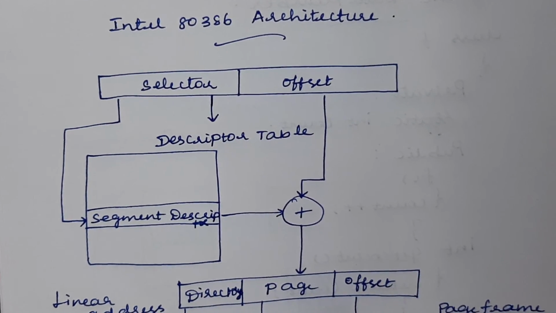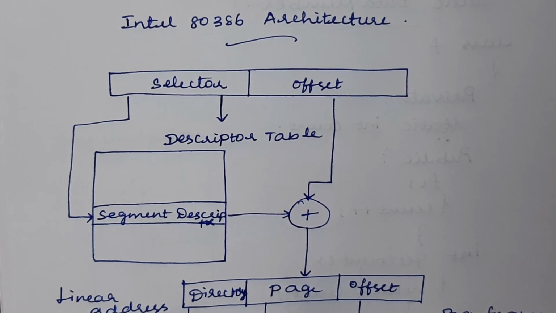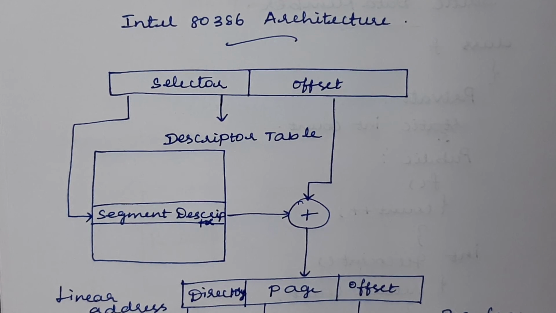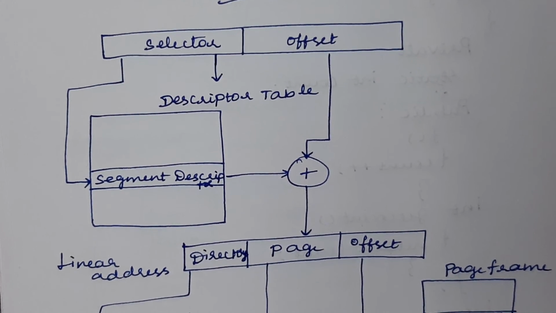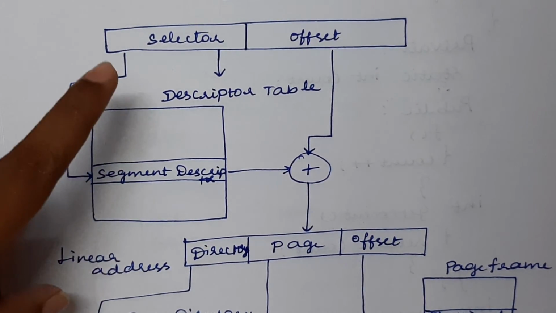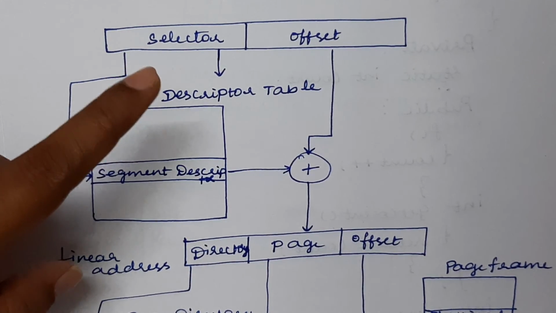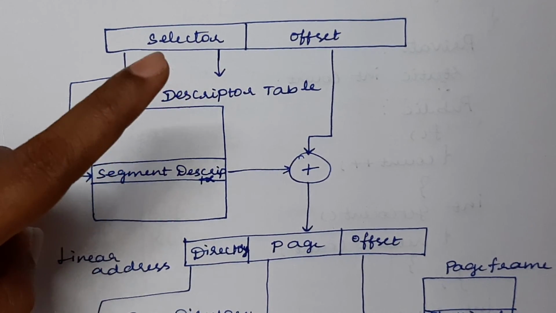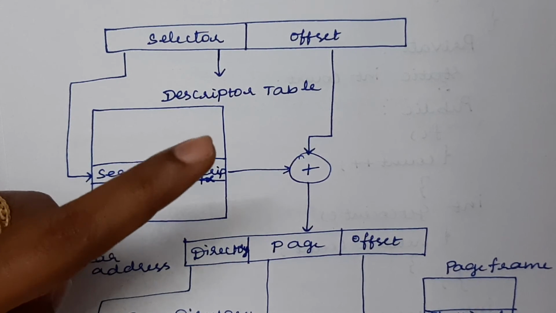Okay, so now we will see one example for segmentation with paging. It is given as the Intel 80386 architecture. In that architecture they have used this combination technique, so let us see how it works. What is the working principle of the segmentation with paging hardware? Let us see. Here the logical address is represented with two fields: one is the selector and another one is the offset.